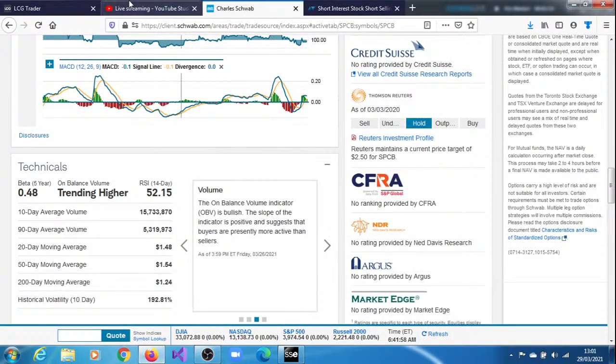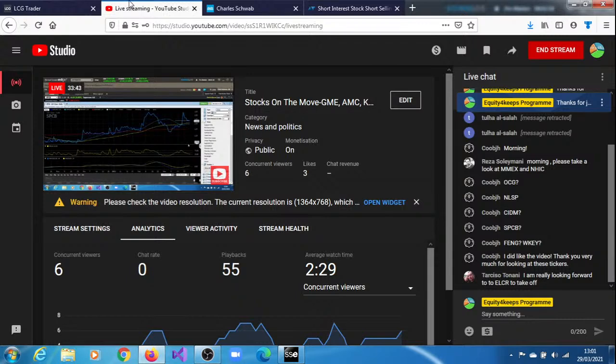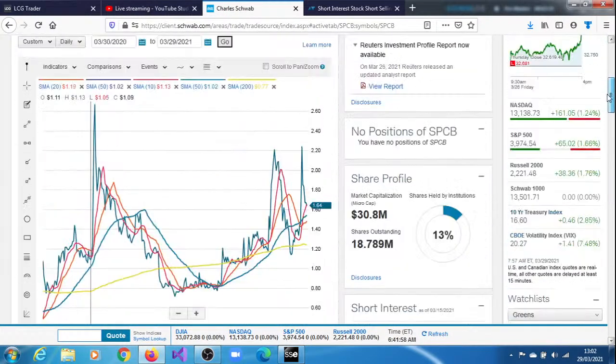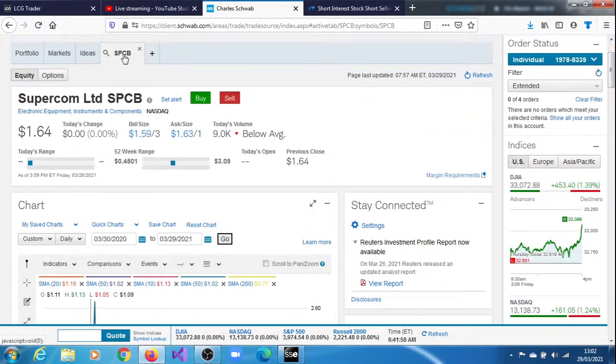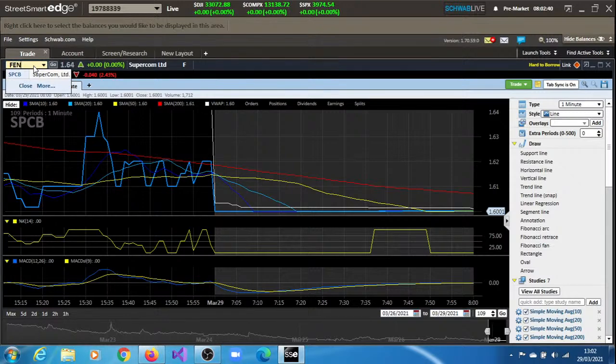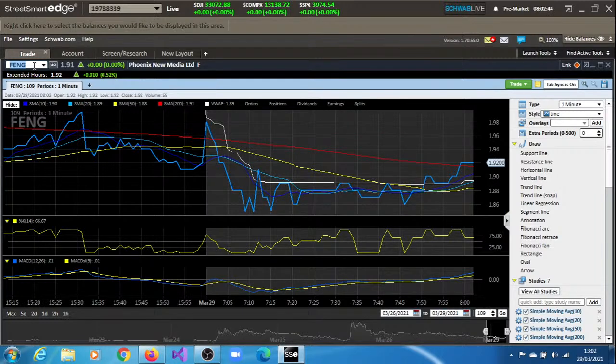Okay, so let's look at the next one. FANG and WKEY. Okay, let's look at FANG first of all. So while this is loading, let's look at FANG here. Phoenix New Media. All right. So yes, it's slightly up 0.52% currently in this live pre-market session, currently trading above all of its trend lines, but consolidating, just moving sideways.